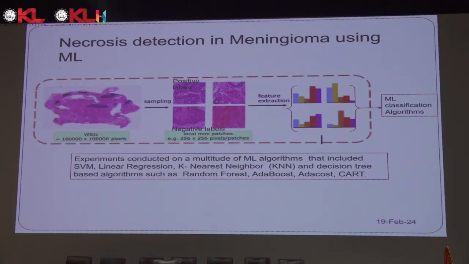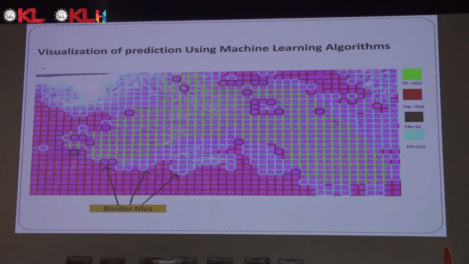This feature extraction is again based on color histograms, GLCM metrics, texture metrics, histograms and other things. After this, we use ML classification algorithms. As usual, we tried a variety of algorithms and picked the best ones.